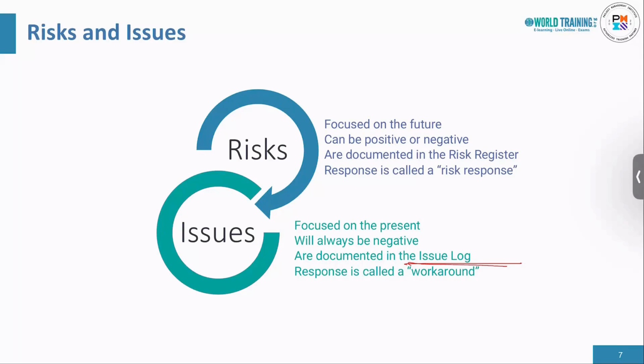Normally, the issue register is called an issue log because it denotes logging of something that has already happened. However, in the risk register, we include identified risks, probability of risks, impact of risk, relevant response strategy, and time frame for the risk event.